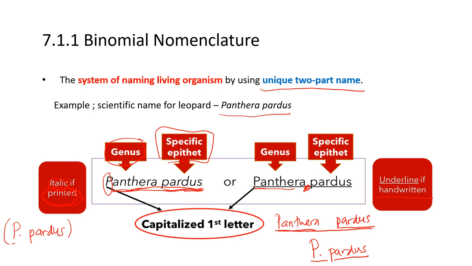You have to write the full name first, and then for the rest of the text where you mention the scientific name, you can write it in short form. The first time you mention it in the text, it must be written in full. The rest you can just write in short form, like this.